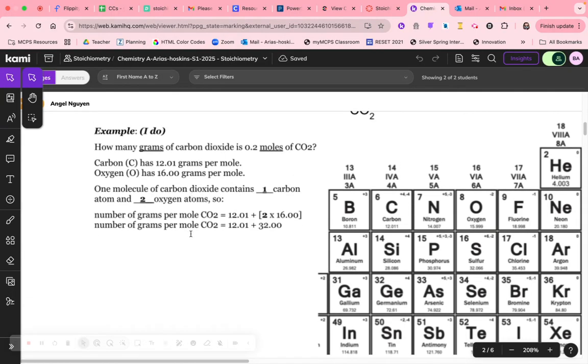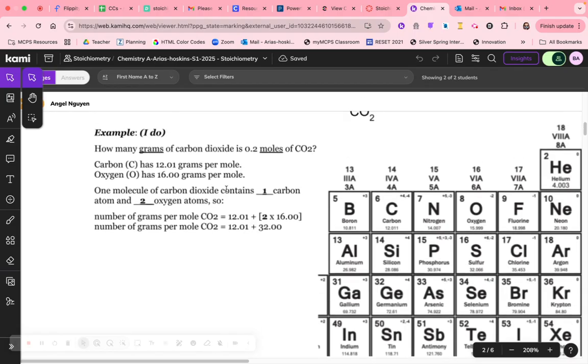Next, I have everything for you. It's telling you number of grams per mole, CO2. For C, you already know the atomic mass is 12.01. And then you understand that there are 2 atoms of oxygen, so you're going to multiply that 16 by 2. So the 12.01 plus the 32, which is the multiplication of 2 by 16, is going to give you the number of grams per mole for CO2.